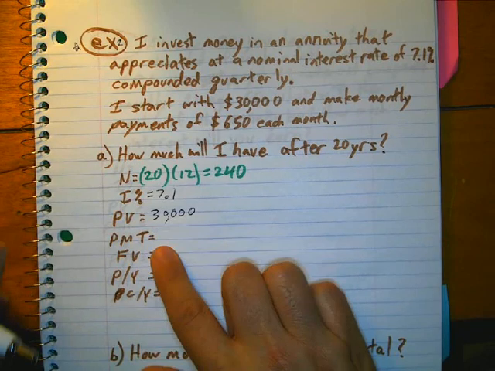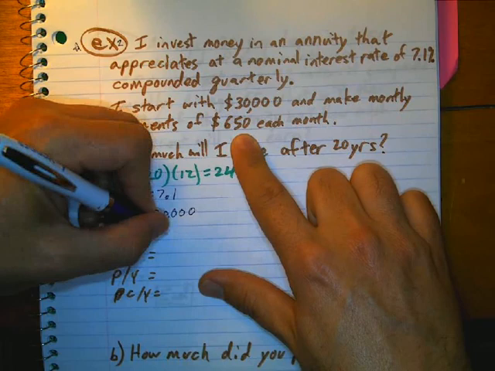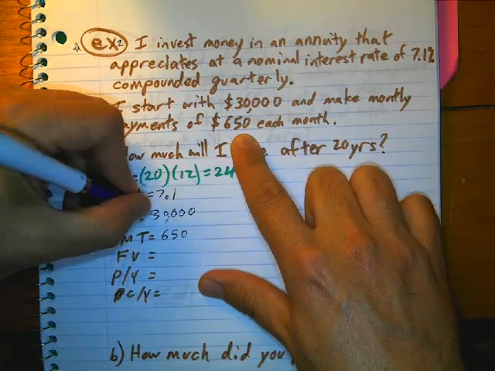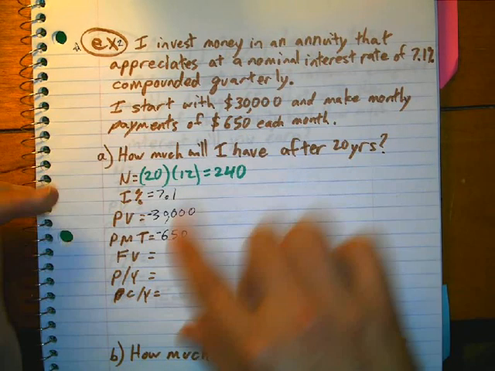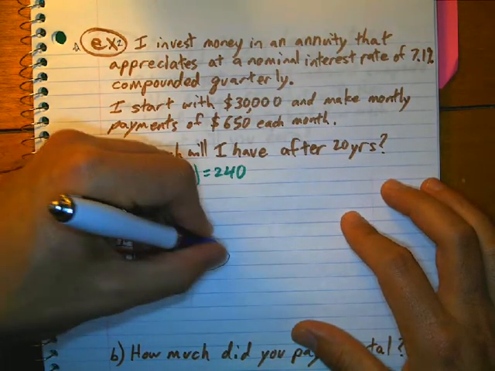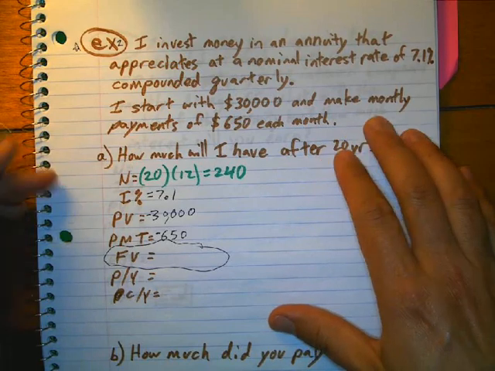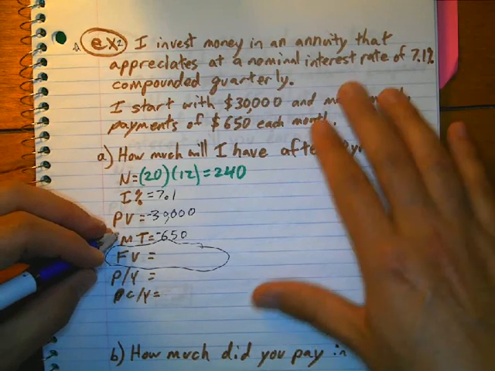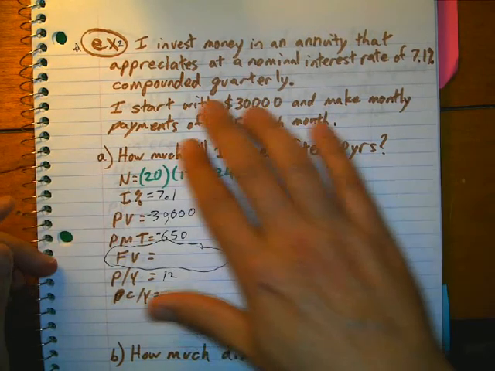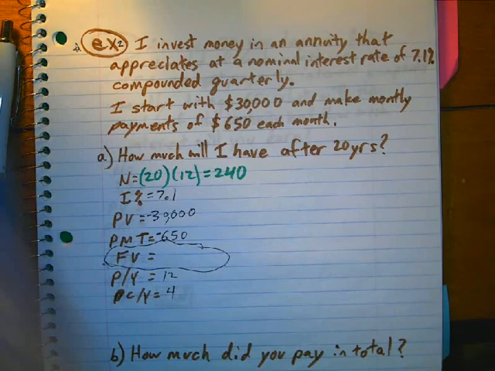Okay, and we're going to be making monthly payments of $650. So this is going to be negative, this is what we're putting in, and we're going to find out what our future value is going to be. And the payments are going to be monthly, so we're going to put a 12 here, and then it's going to be compounded quarterly, so we have to put a 4 there. All right, let's put this in the calculator and see what we get.